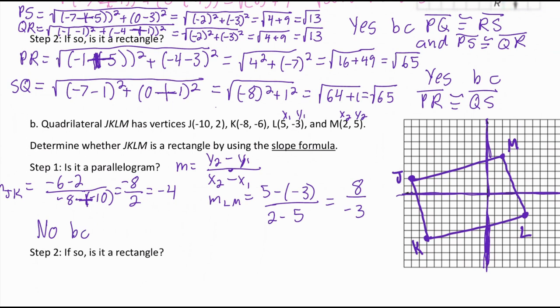Because JK is not parallel to LM. What else could we do? If we graphed it, how else could we find that graphically?